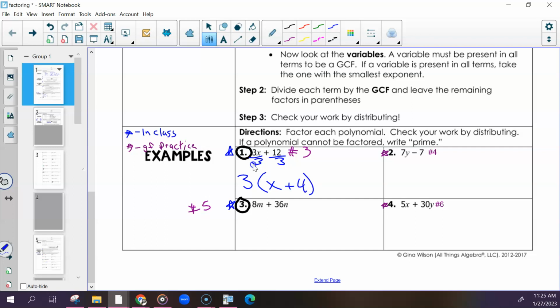If you wanted to double check yourself, you could multiply it back out. 3 times x is 3x. 3 times 4 is 12. So we get the original, so we know that works. Questions on that so far?